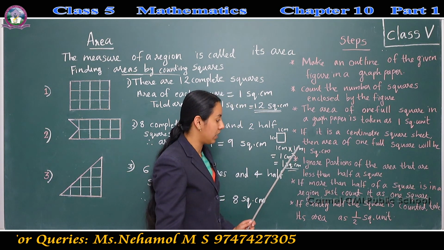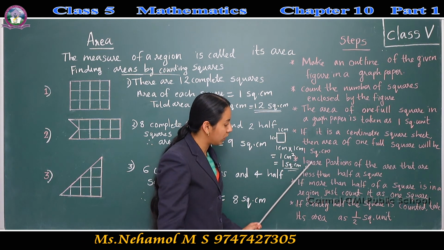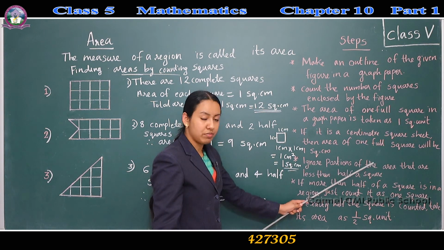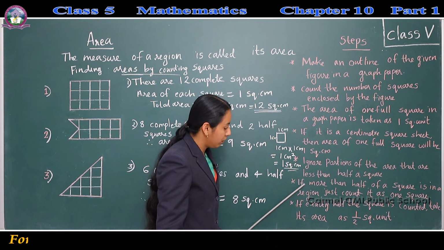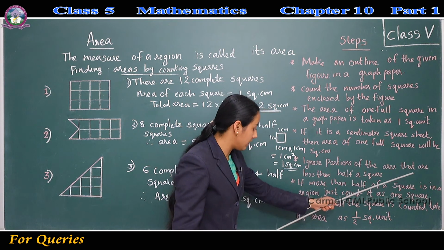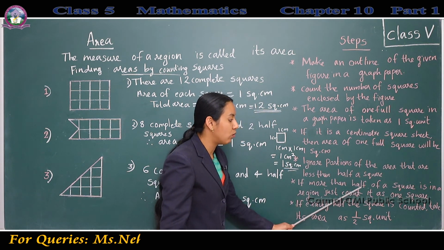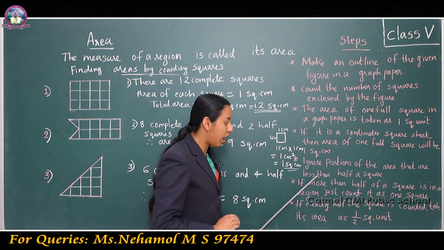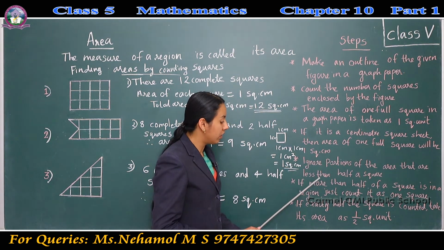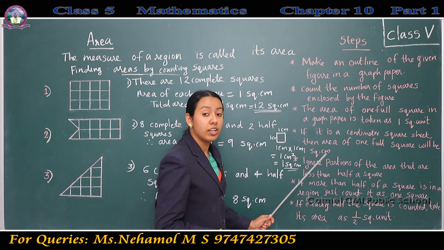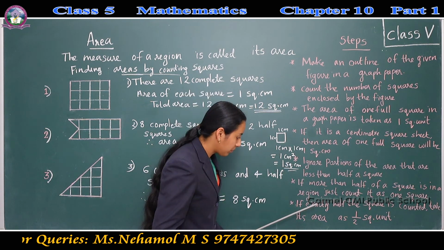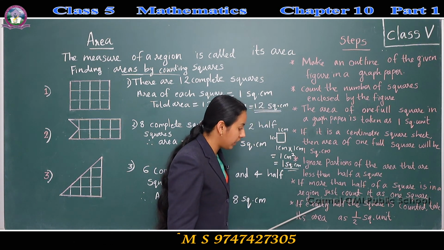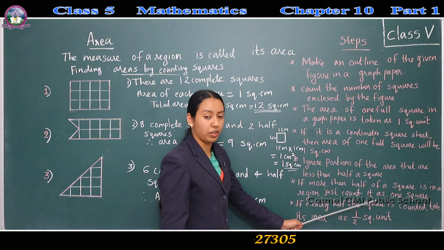Then the next step, ignore the portions of the area that are less than half a square. If more than half of a square is in a region, just count it as 1 square. Less than half a square, ignore it. More than half of a square, count it as 1. If exactly half the square is counted, take its area as half square unit.